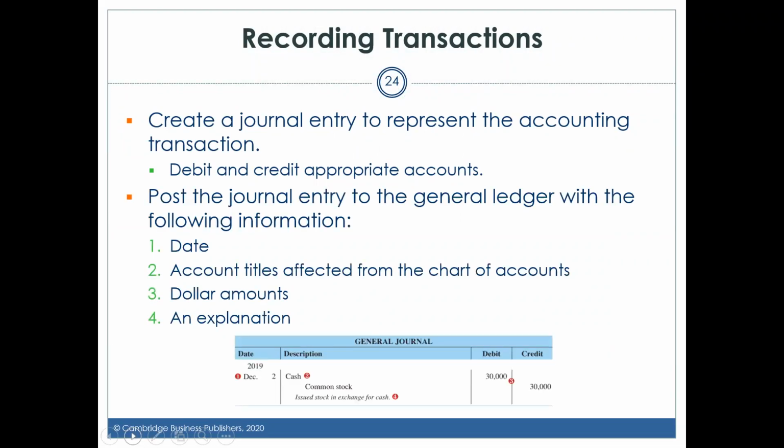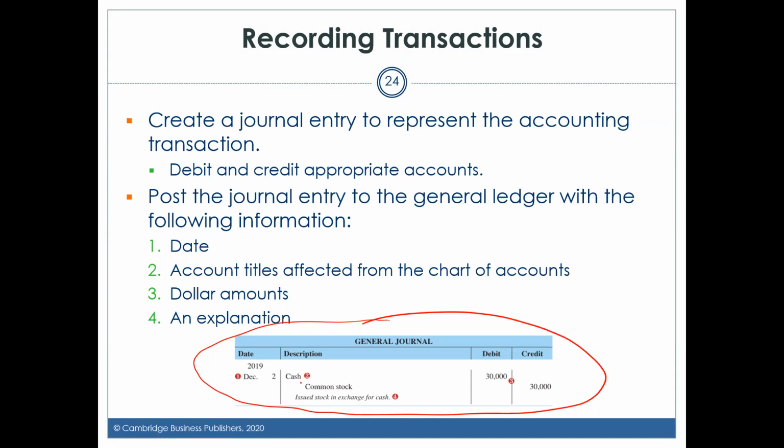So what is a journal entry? Here is an example of a journal entry. You have the date, not just a year, but the actual day. December 2nd, 2019.